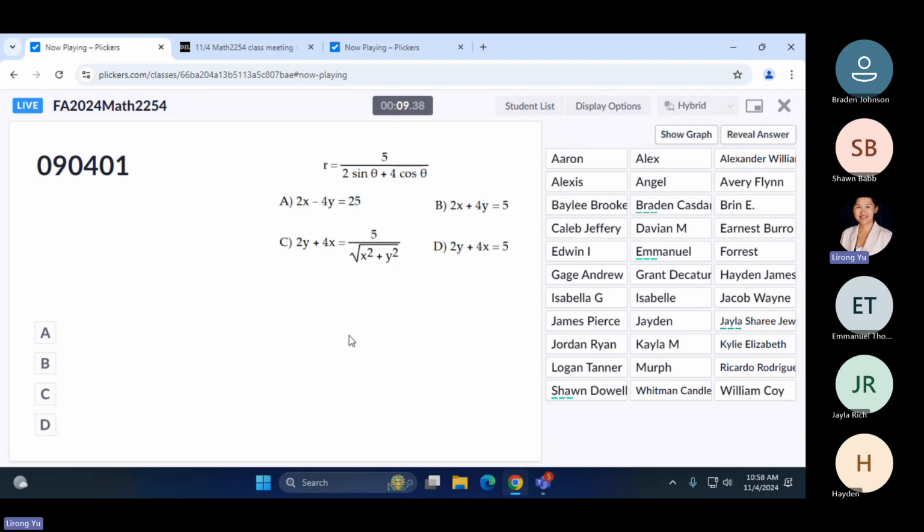Question on the board is for polar equation. We're going to convert the polar equation to a rectangular equation.